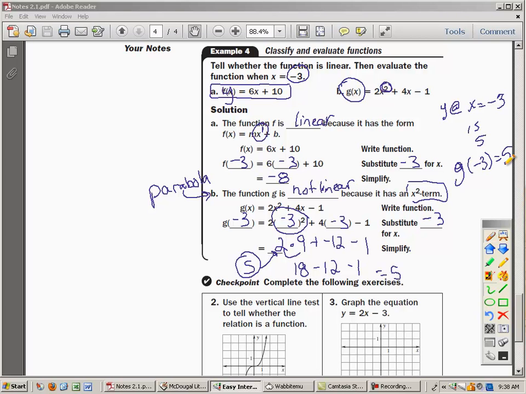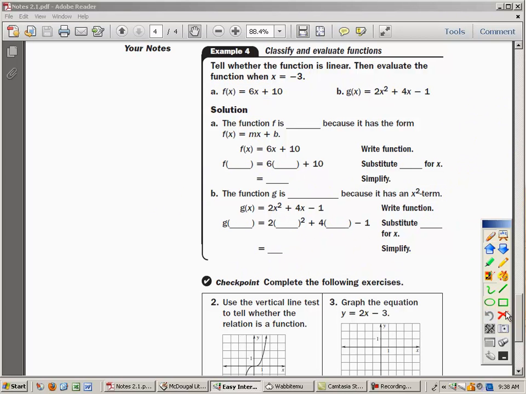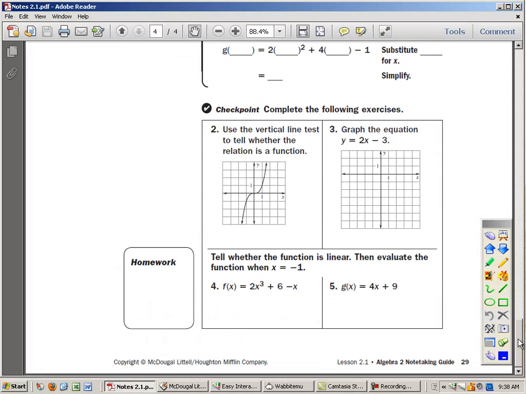All right, so a couple of checkpoint problems here. There's like 4 of them, so give these a shot and go ahead and start your video again, and let's see what we can come up with.